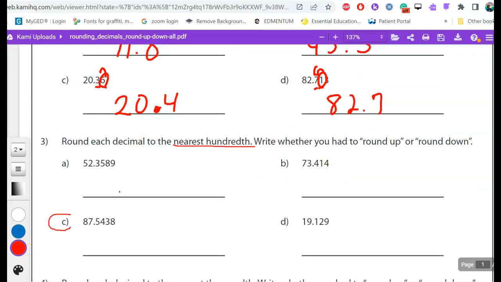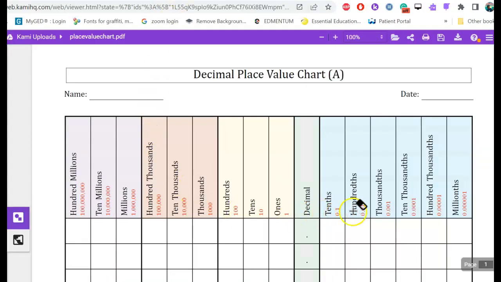Let's take a look at our next set. Our next set right here. This time, we're going to round to the nearest hundredth place. Remember, the hundredth place is 2 places after the decimal. Let's give that a practice.